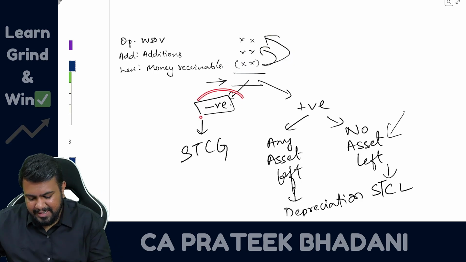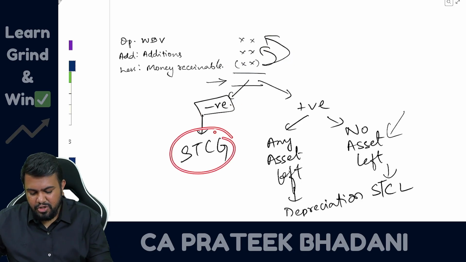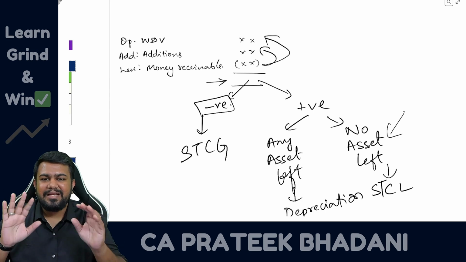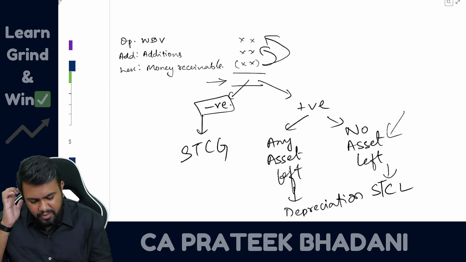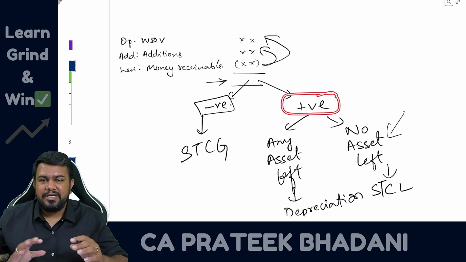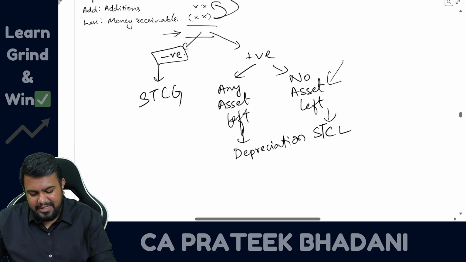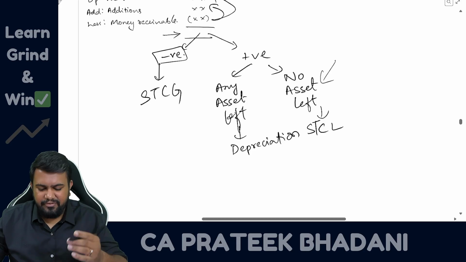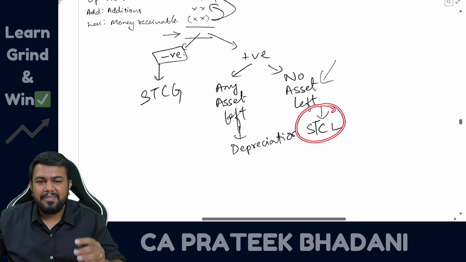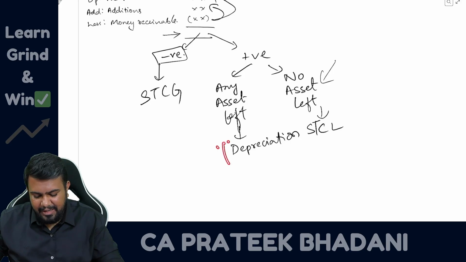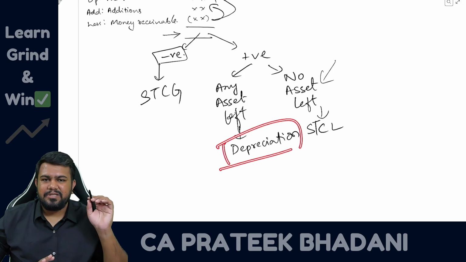If the total is negative, then the negative value will be short-term capital gain. You have to include it in the capital gain chapter as short-term capital gain. But if the amount is positive, then you have to see whether any asset is left or no asset is left. If no asset is left in the block, then it will be a short-term capital loss. However, if any asset is left in the block, then you have to calculate the depreciation normally.